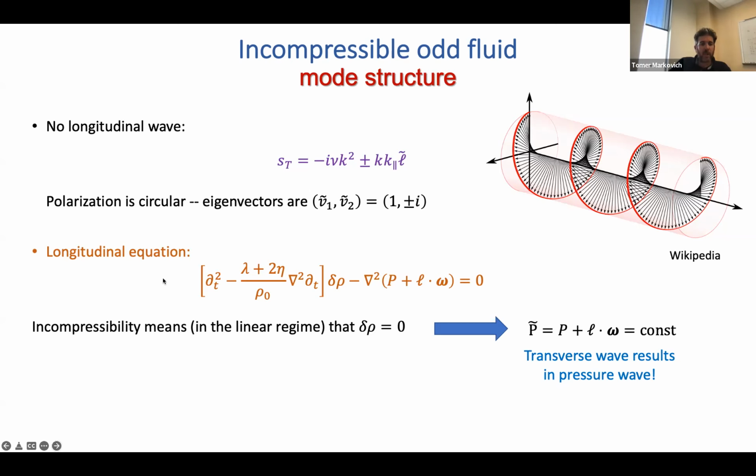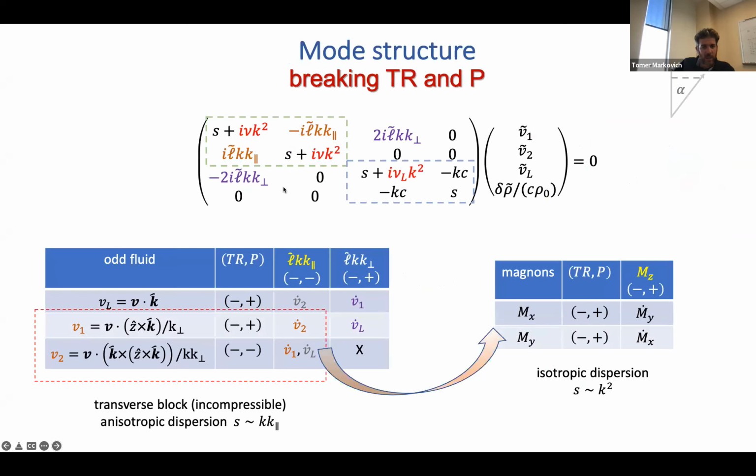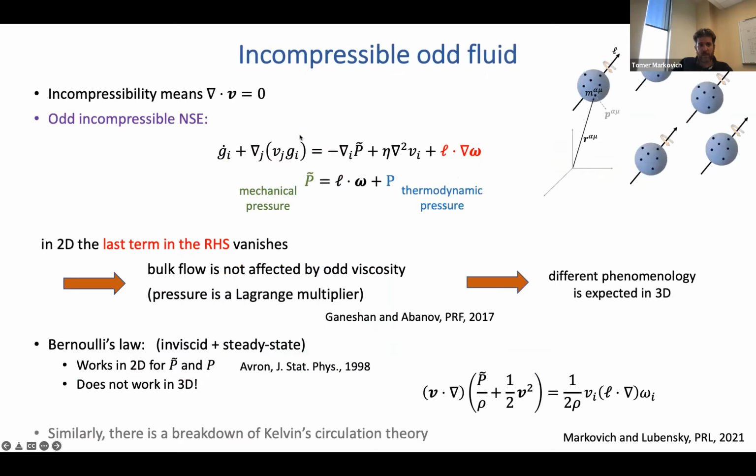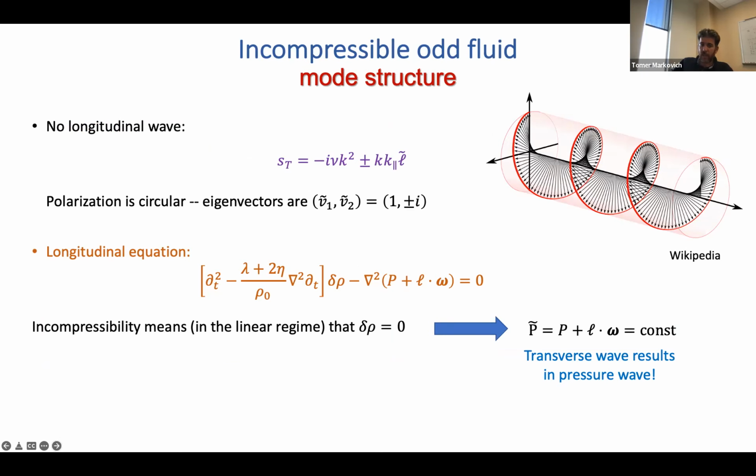For an incompressible fluid, it's very easy to solve the mode structure, because I only need to solve this block, and this is very simple. What we find is that I have only transverse waves, obviously, and they are damped because they have some viscosity, but they can propagate because of this L dot k parallel. And the polarization of these waves is circular. We can find the eigenvectors, and they look like this.